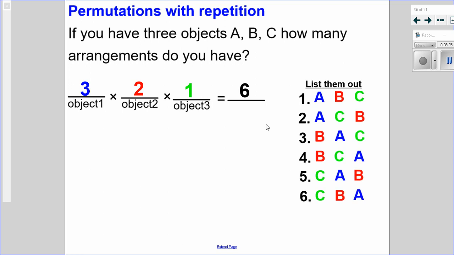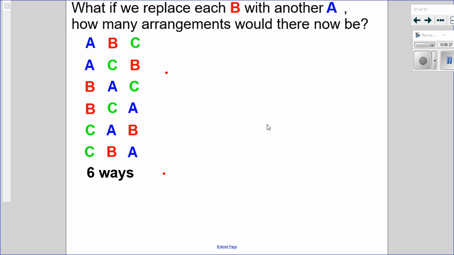So list out all the arrangements. There are all 6 arrangements of 3 objects, A, B, or C. Now let's apply some doubling up here. Let's do some repetition. Let's say we take those 6 arrangements and we replace every B with another A. So I'm going to replace this B with an A. That's going to become an A. That will become an A. That will become an A. And so will this and this.